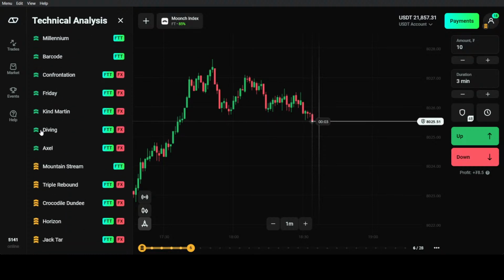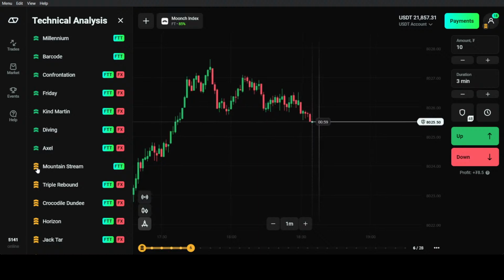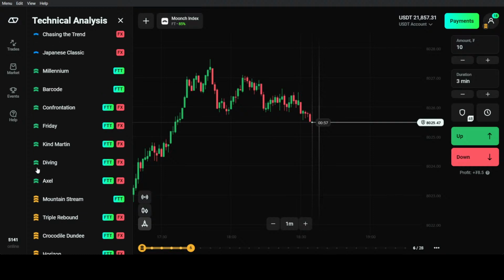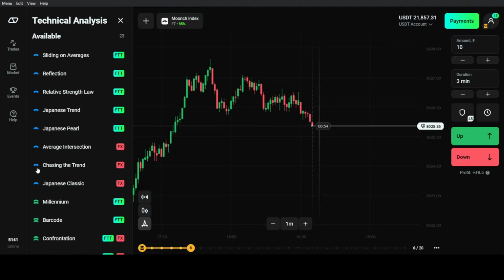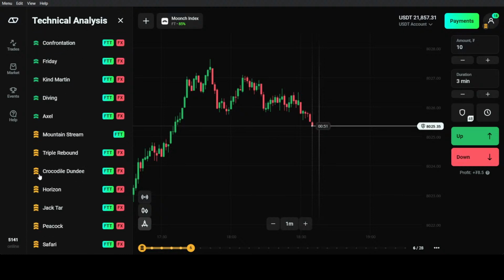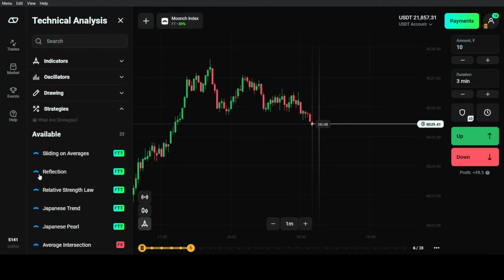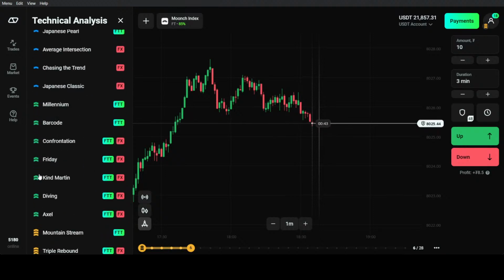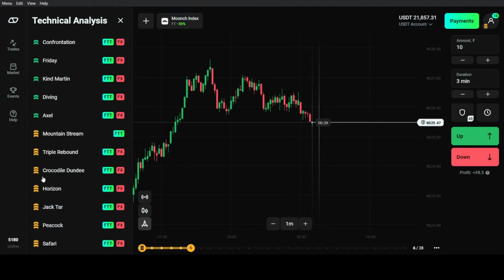Some are with the green and some are with the yellow. We all know that the yellow ones are used for expert level. The green ones are advanced and the blue ones are starter level. When you go to expert level, you have access to all these strategies. There are approximately 20 fixed time and 15 forex strategies. From this, I have selected one expert level strategy, which is known as the Jack-Tar strategy.